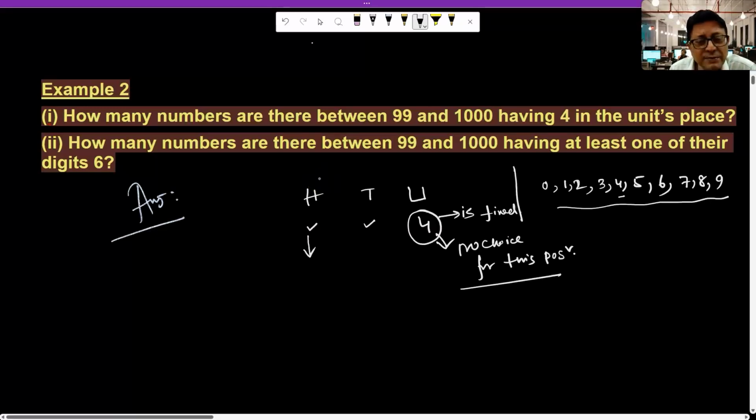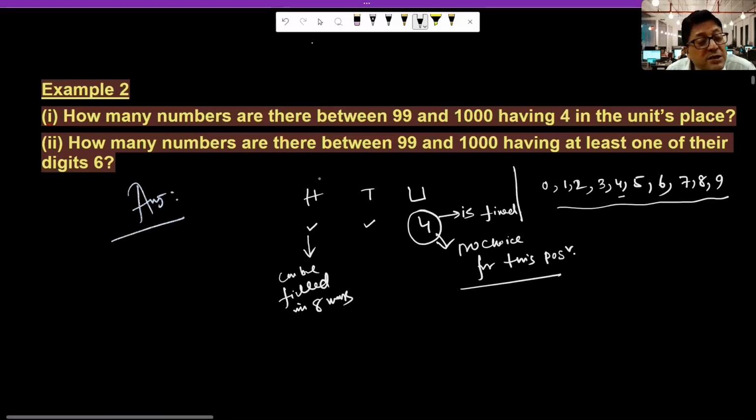So this place can be filled in how many ways? Can be filled in, 0 you cannot take, 8 ways. Am I correct? And this place, the tens place, no repetition will be there.